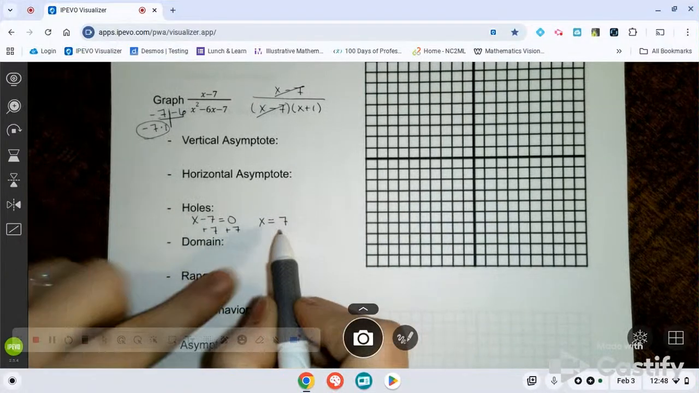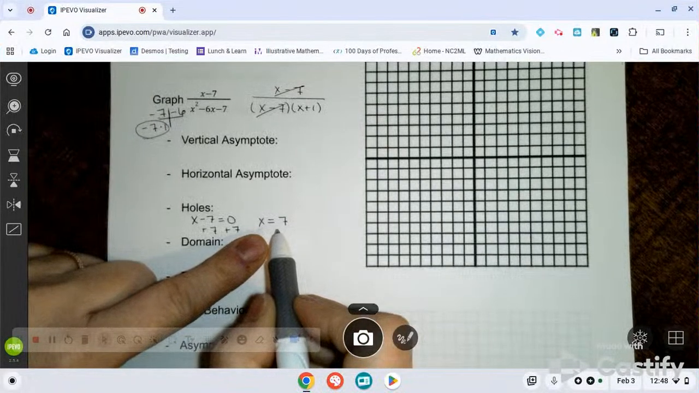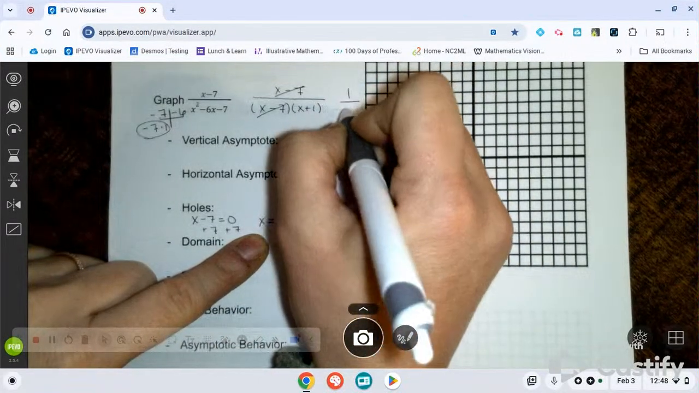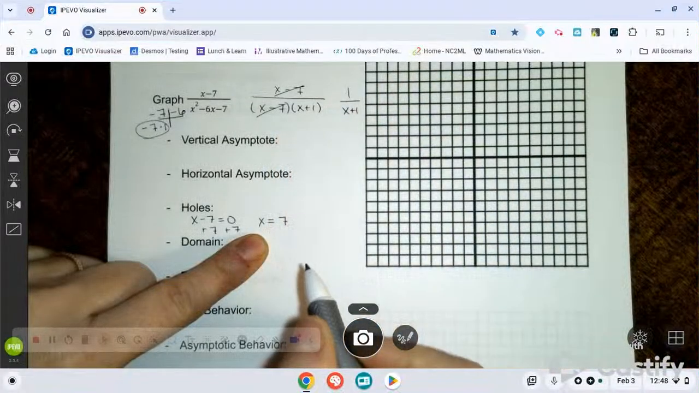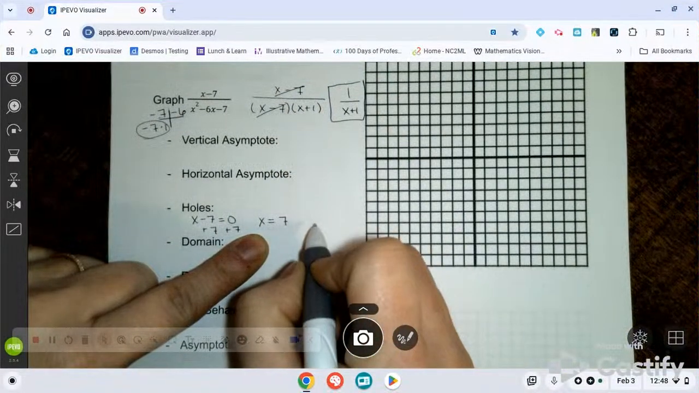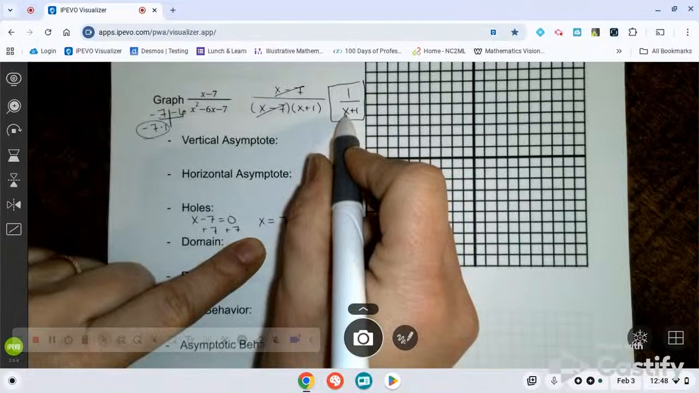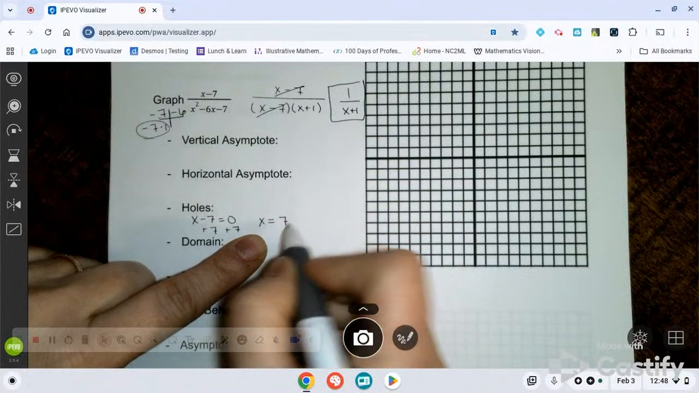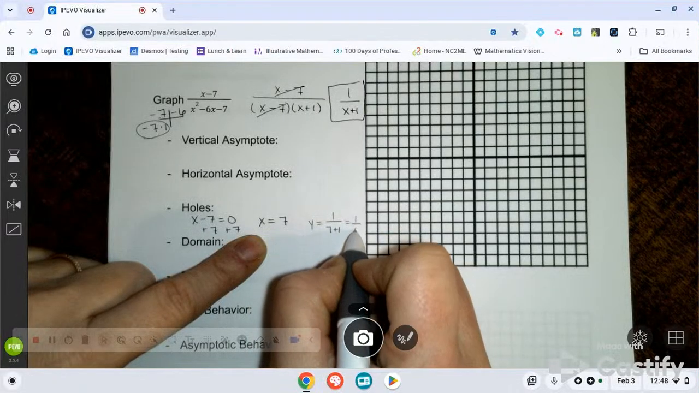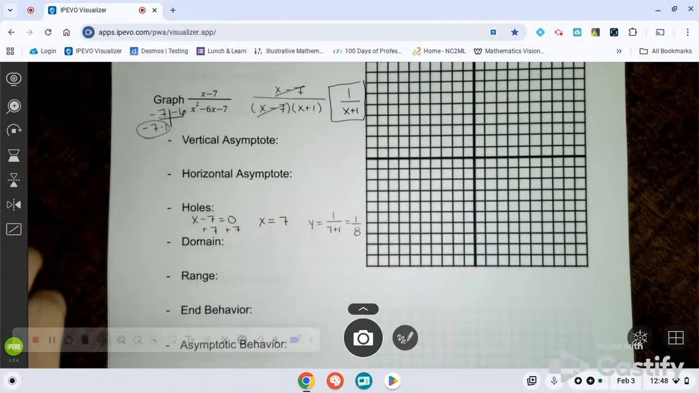And then in order to find our y value that's going to match up with our x value, I'm going to take our simplified function. So this is our simplified function that I'm using, and I'm going to substitute in where I see x, I'm going to substitute in 7. So my y value would be 1 over 7 plus 1, which is going to simplify to 1 over 8.